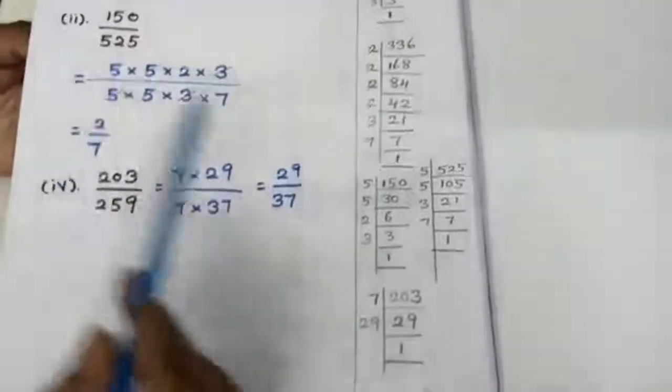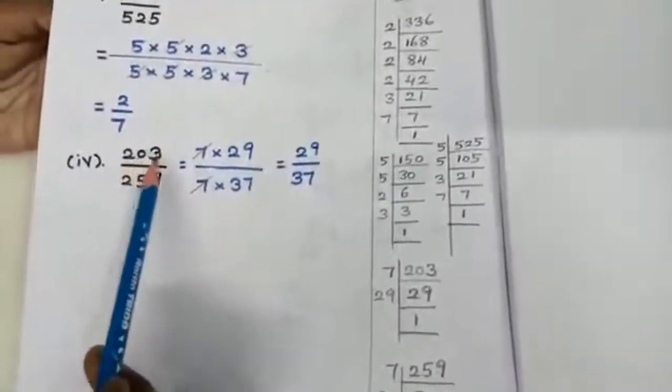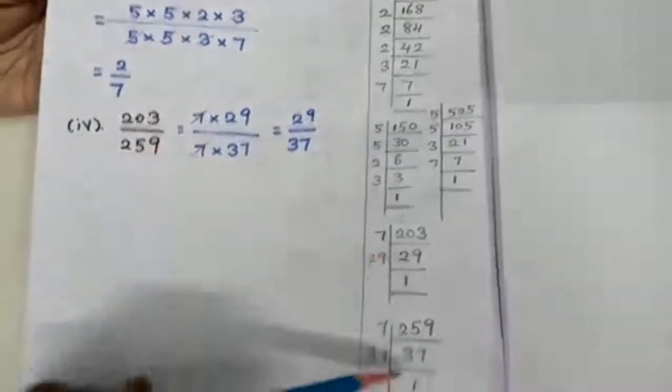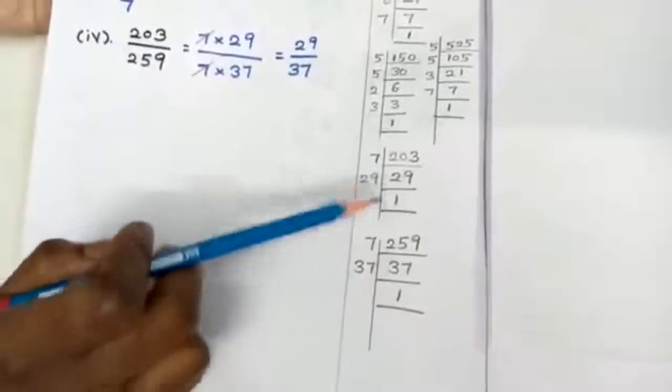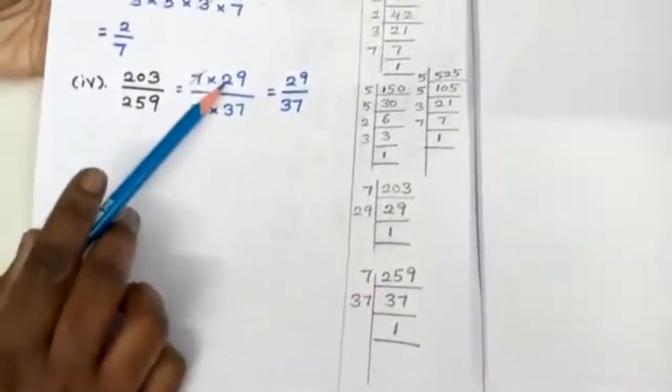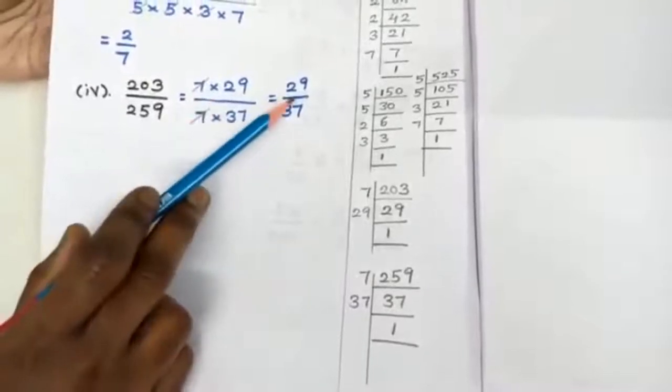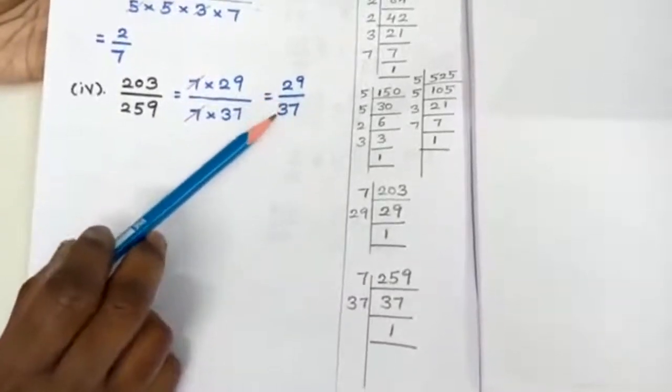And the same way you are going to try for the remaining sums. 203 divided by 259. Go to your rough work, try the factors. After finding the prime factors, write them in this place here, students. Whatever is possible, cancel the terms, and the remaining is going to be your answer, 29 by 37.